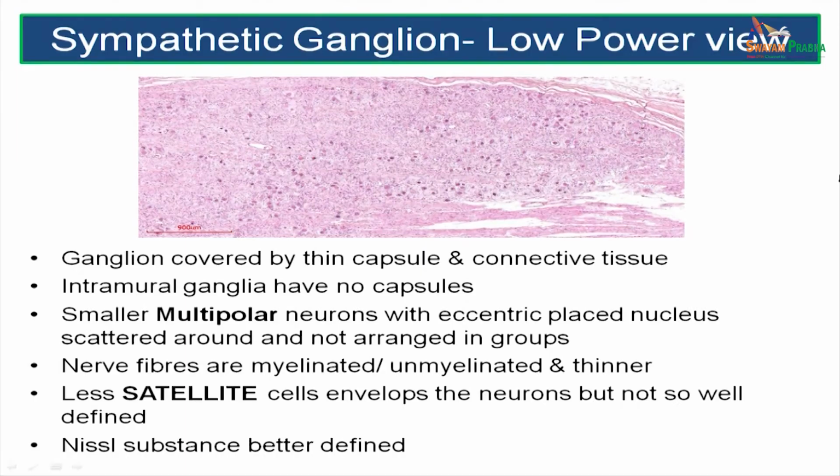A slide of a sympathetic ganglion shows you many nerve cells and nerve fibers. This ganglion is covered by a thin capsule of connective tissue and it has many multipolar neurons which are smaller in size and they have eccentrically placed nuclei. Because the ganglion cells are multipolar, the satellite cells will not be very well arranged around them.